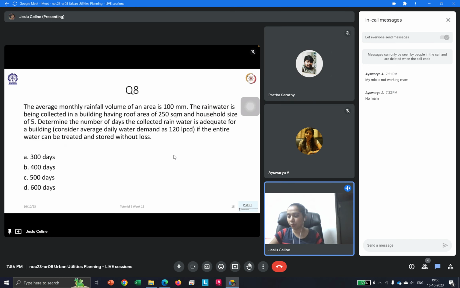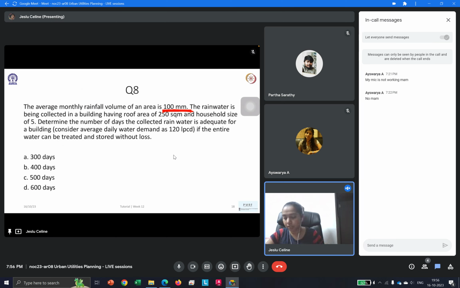So this is a small problem. It's a very simple problem, not as complex as what we have done before. So let's solve it together. The average monthly volume of rainfall in an area is 100 millimeters. So again, keep a note of this. Rainfall is always measured in height, in millimeters, whereas people usually go wrong thinking that rainfall is measured in volume, but that mistake should not happen.